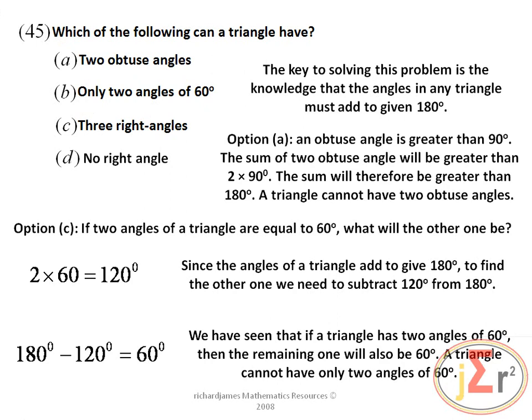Okay, so the angles in a triangle equal 180. So you're going to take the 120 from the 180 and you'll get 60. And what else now? Okay, so he's saying that the third and final angle will be 60 degrees and the other two are equal to 60 degrees. Therefore, a triangle cannot have only two angles of 60 degrees each.